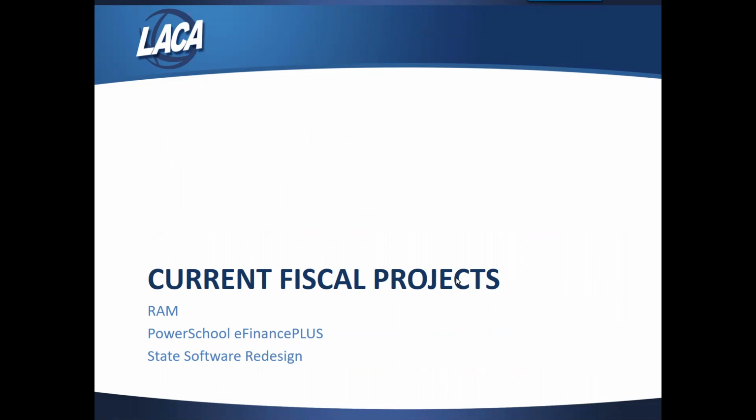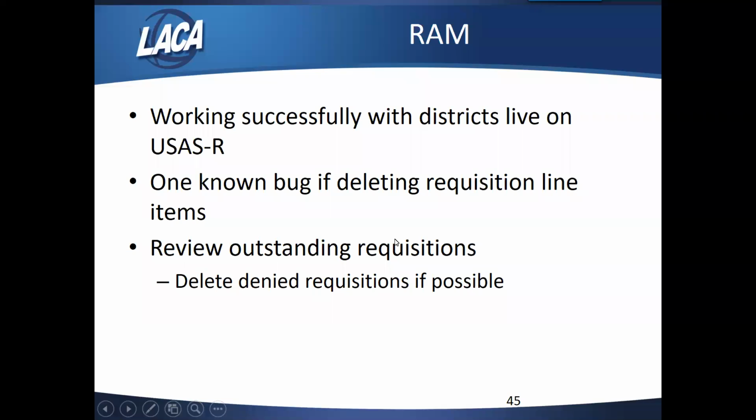So the next topic that we have, we typically give you an update on RAM at every meeting, and RAM is successfully working with districts that are live on the redesign. No issues there. There's still the one bug that has been around for a little while, whether you're on redesign or classic, that if you're deleting a requisition line item, RAM doesn't necessarily realize that. So if you have anybody saying that the updates that they made to a requisition are not being recognized in RAM, just give us a call, and if it's this scenario, then we can push it through.